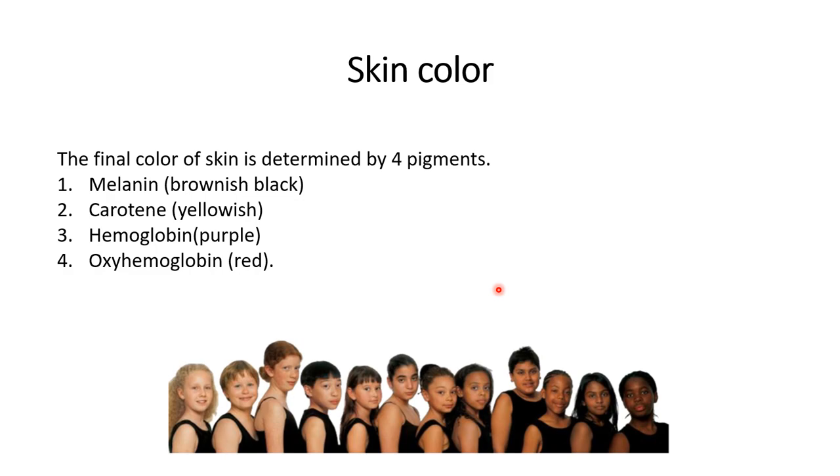The color of the skin is determined by 4 pigments: melanin, a brownish black pigment; carotene, which gives yellowish color; hemoglobin, which gives purple color; and oxyhemoglobin, red color. So this all constitutes and determines the final color of the skin.